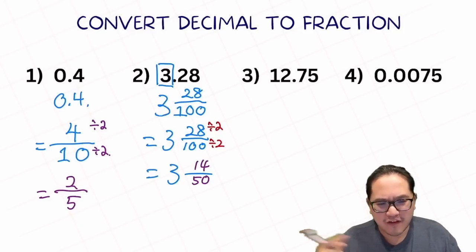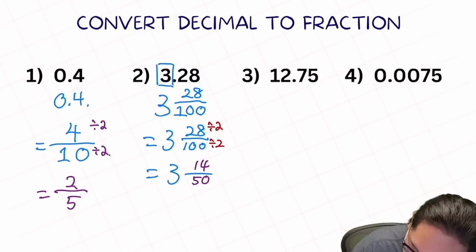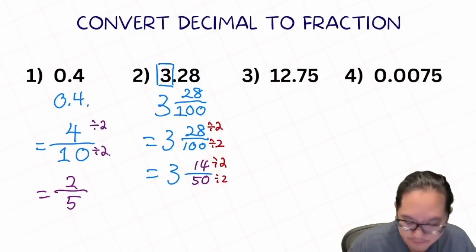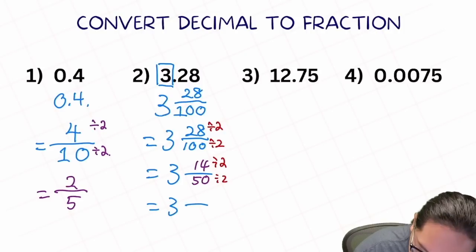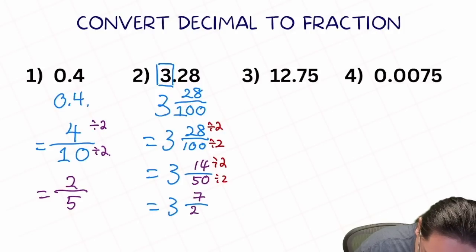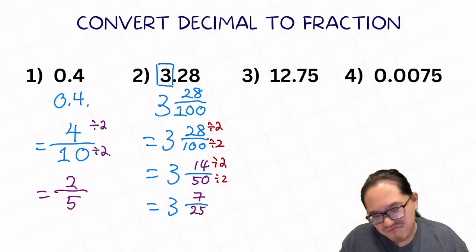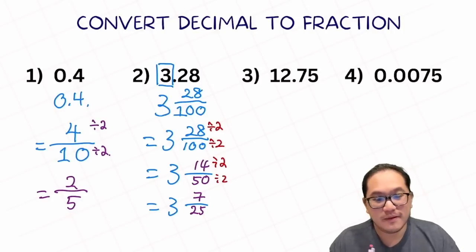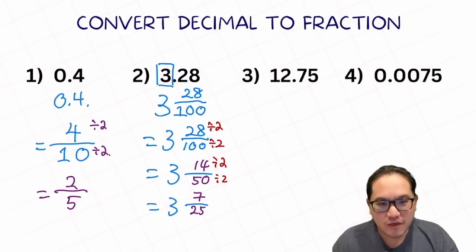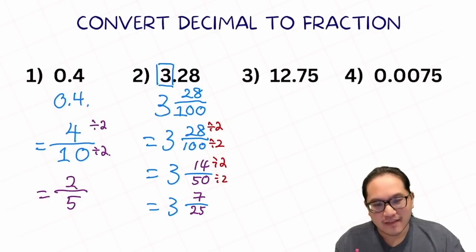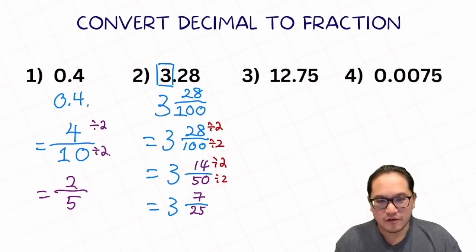Can we simplify further? Yes, we can, right? We can still continue dividing by 2. So let's divide it by 2 again on top and bottom. So what do we have left? What we have left is 7 over 25. Can we convert it any further? 7 and 25? No, we can't. So the simplest form for 3.28 will be 3 and 7 over 25. And that would be your correct answer.